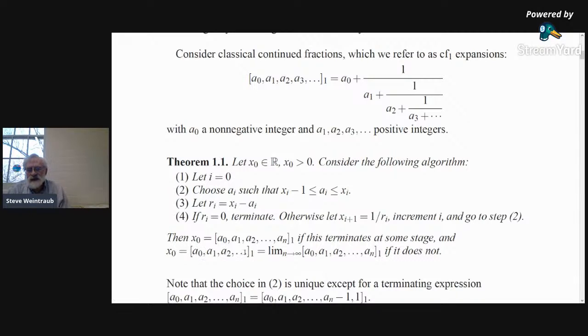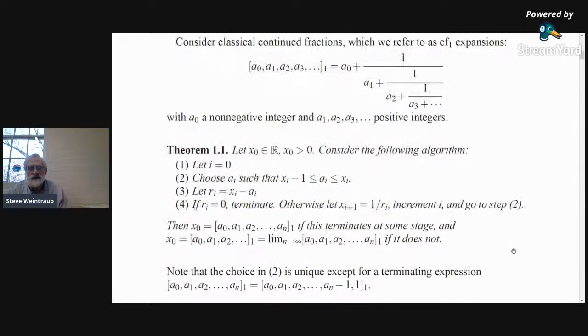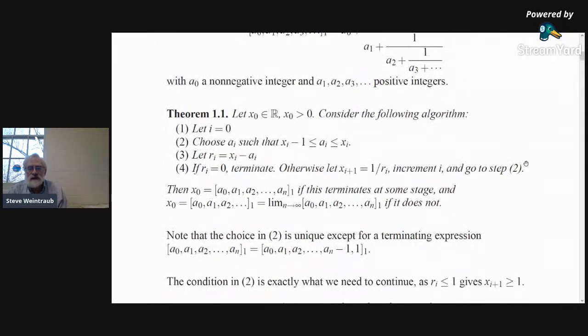So x of 0 is equal to this. In this sense, it is actually the limit of these finite convergents. We also should notice, as I mentioned, that the choice here is unique, except if x sub n happens to be an integer, in which case we could choose a sub n to be either x sub n or x sub n minus 1. So if a sub n is x sub n, we're finished. If a sub n is x sub n minus 1, then r sub n is equal to 1. So x sub n plus 1 is equal to 1, and then we have to choose 1 here. So this is the only ambiguity in a classical continued fraction.